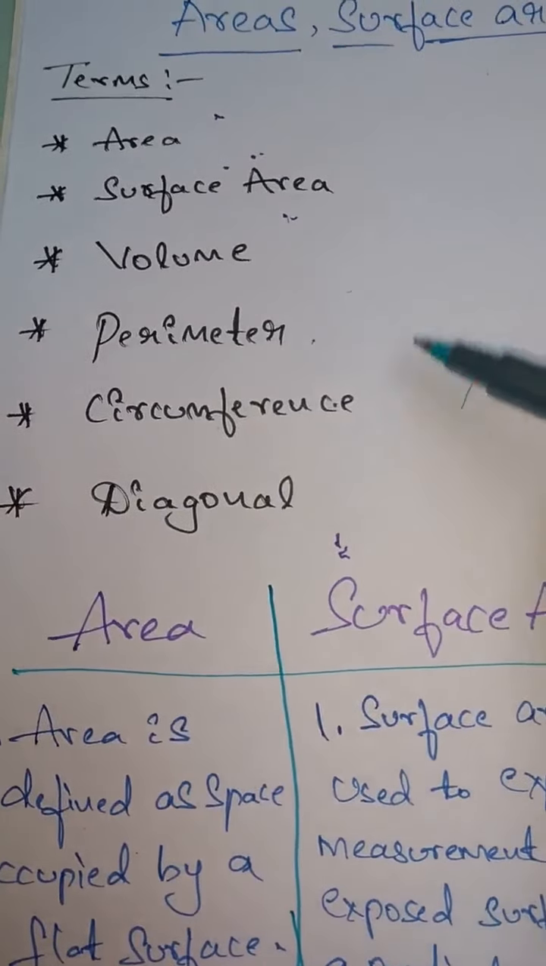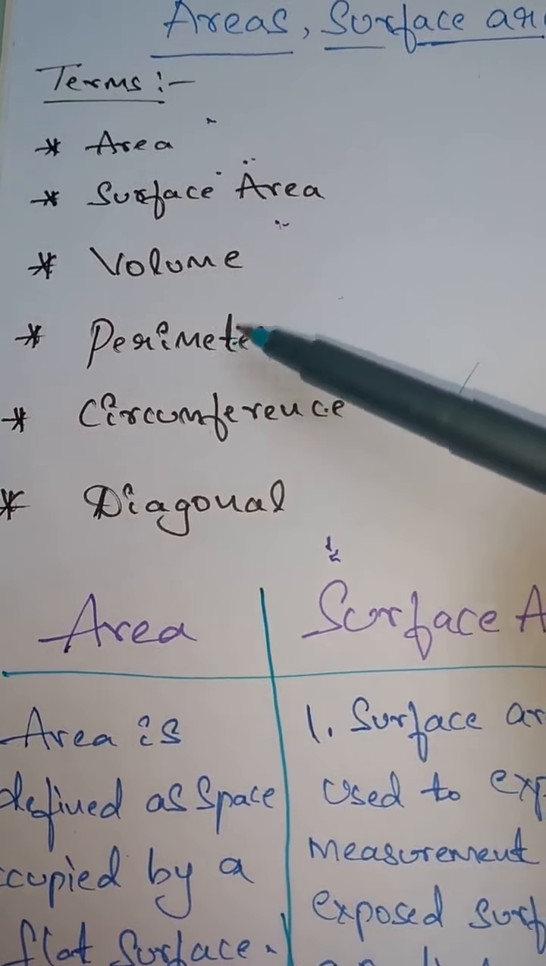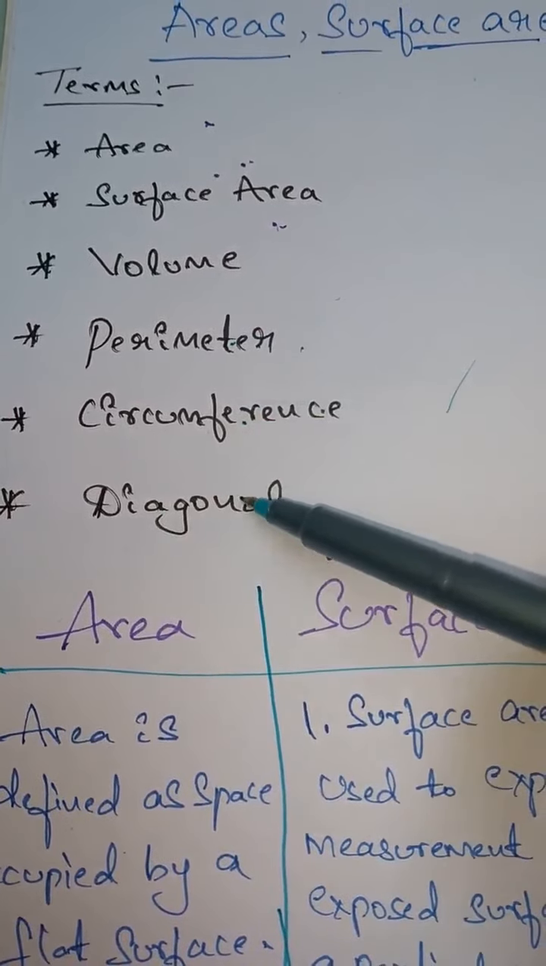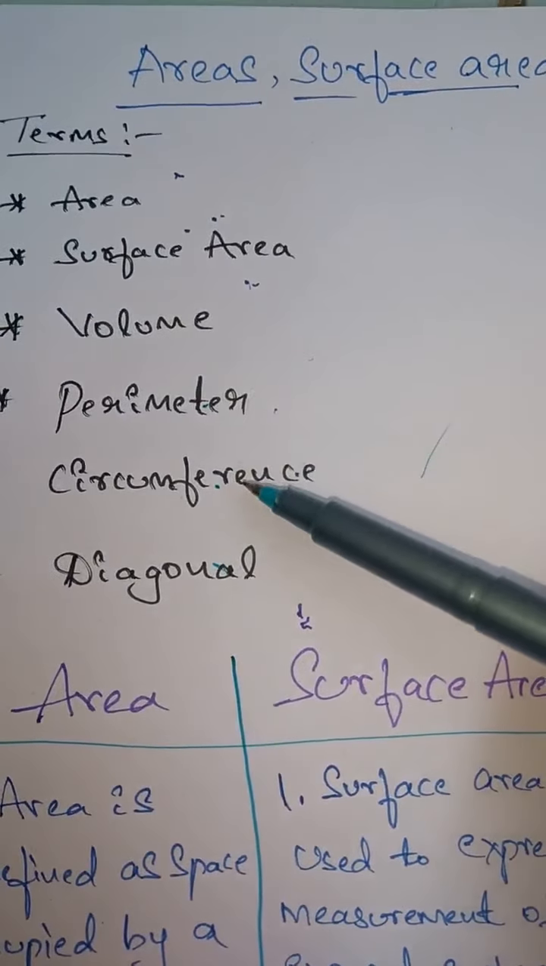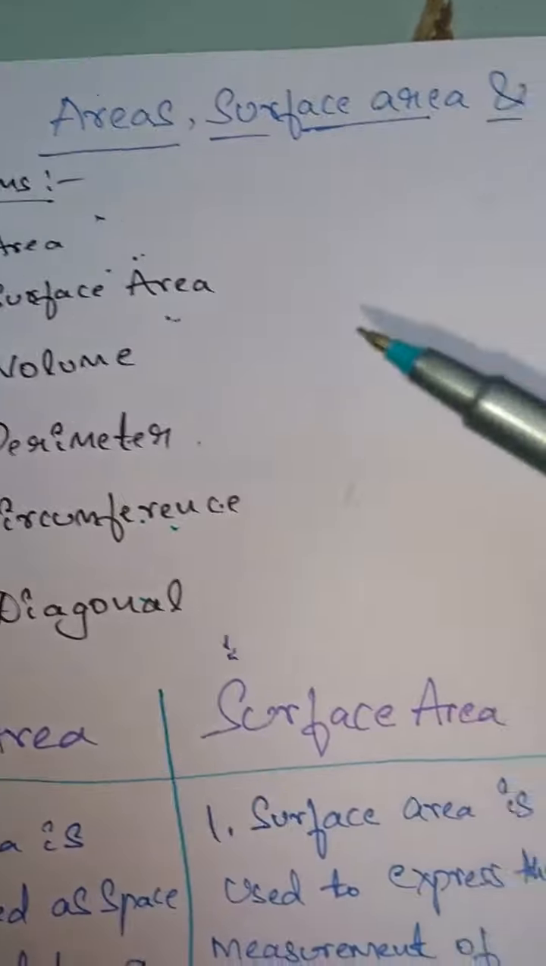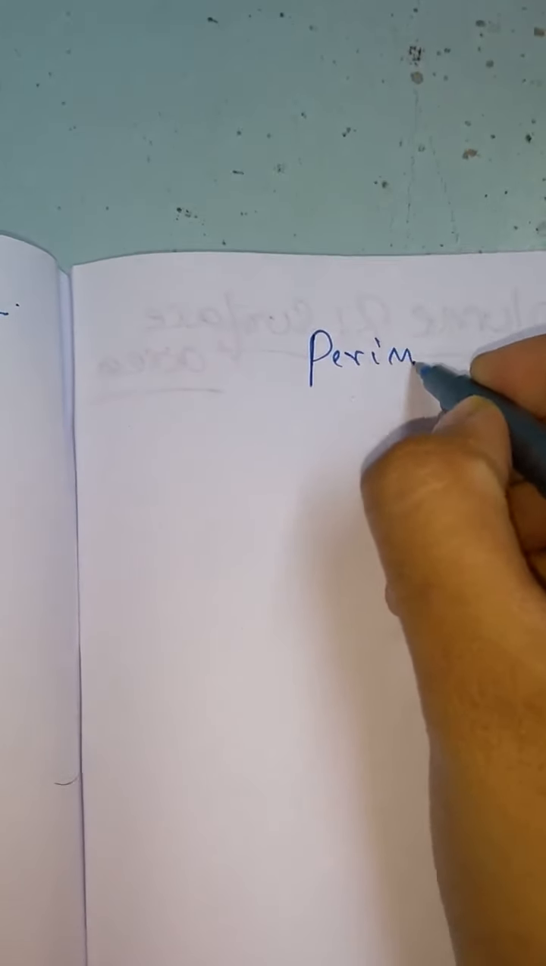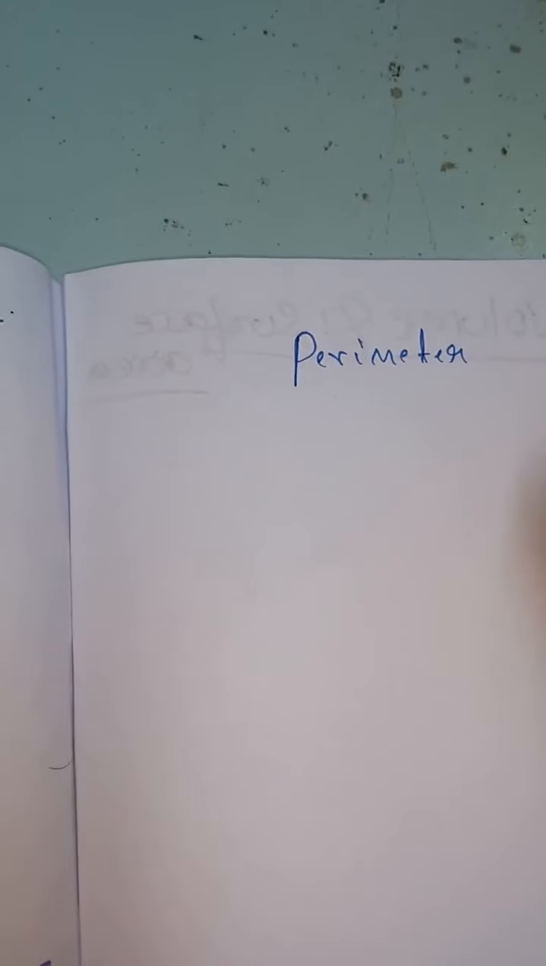The leftover terms are perimeter, circumference and the diagonal. So coming to the perimeter and the circumference, they are more or less the same, but the application or shape of an object is the only difference. Perimeter and this is the circumference.